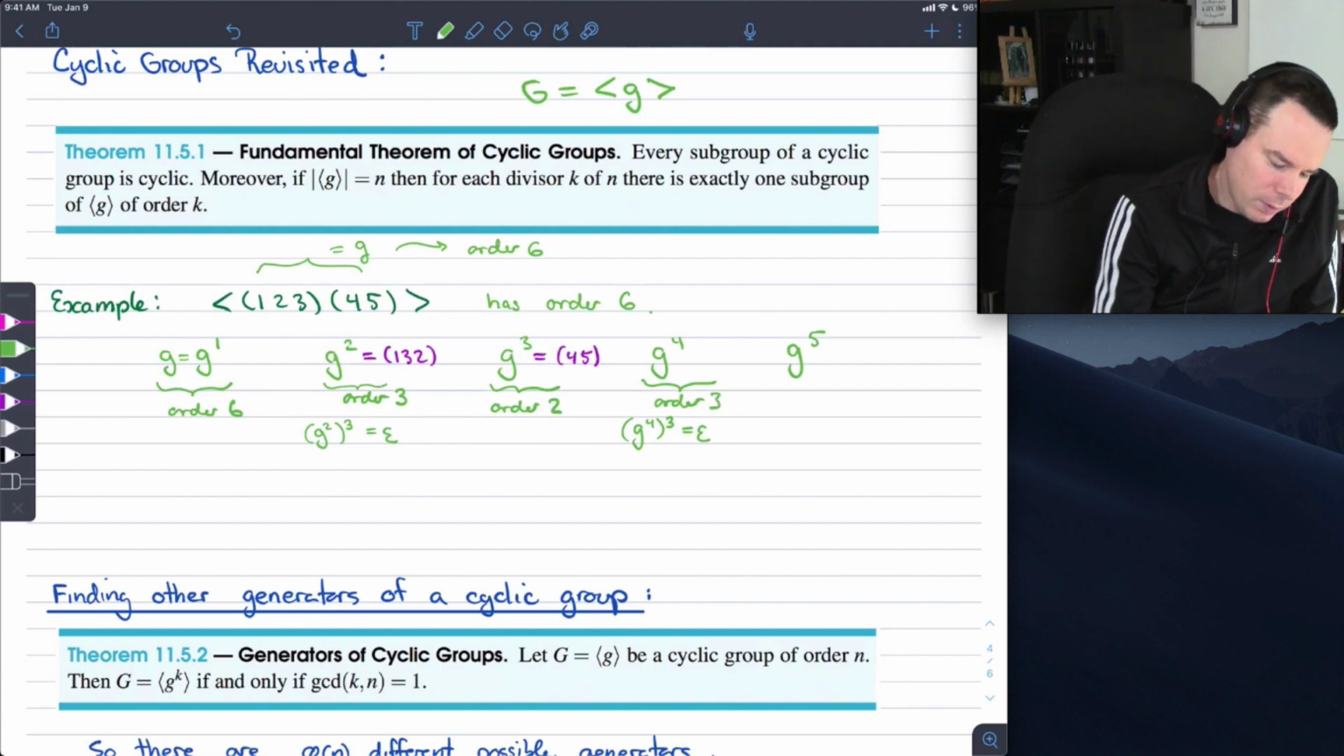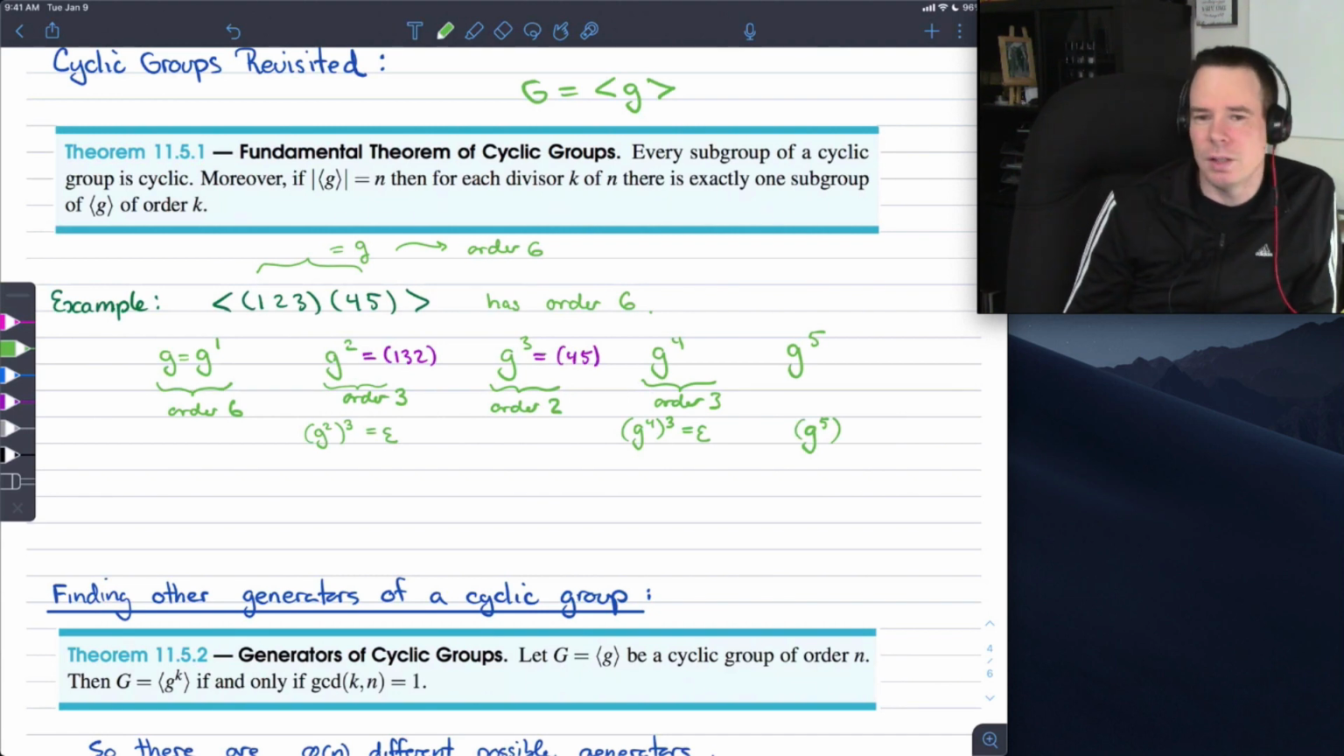How about g to the 5? Well, again, we can think, what number do I have to raise it to in order to get the identity? Well, if I squared it, I get g to the 10, which is essentially g to the 4th. It's not going to be the identity. I could cube it. I get g to the 15. But every time I get a g to the 6, it becomes the identity.